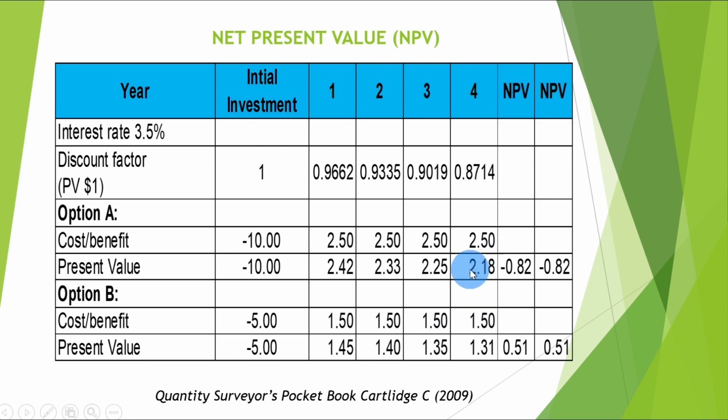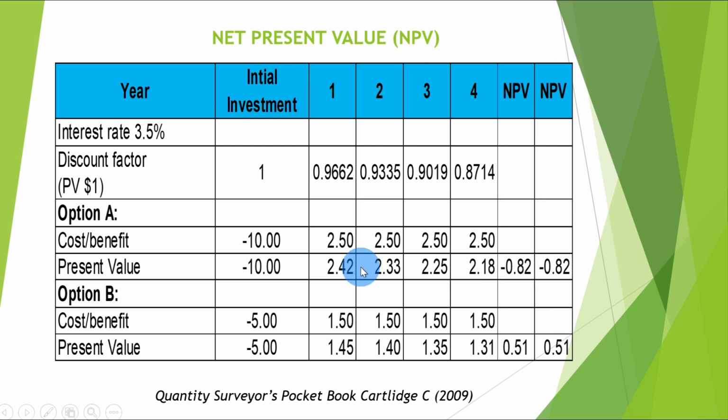And then the NPV is the sum of the initial investment at present value, minus 10 million, plus the total 2.42, 2.33, 2.25, 2.18 for the respective years, and NPV will be minus 0.82. This is a negative amount, so the project is negative. I mean, it's not worth carrying out.